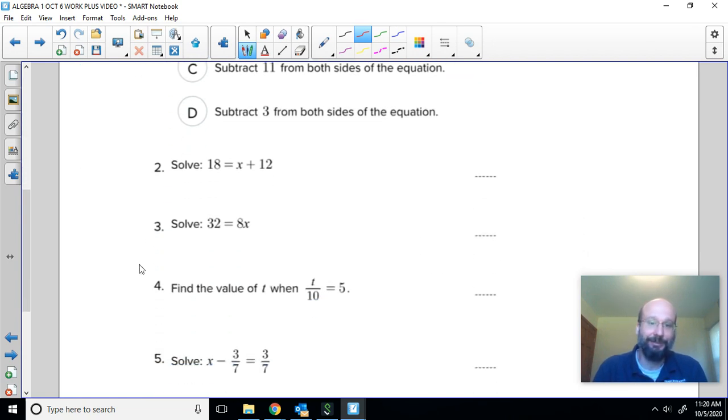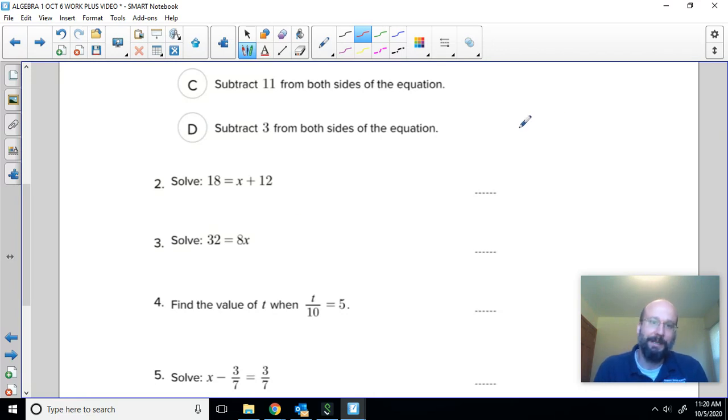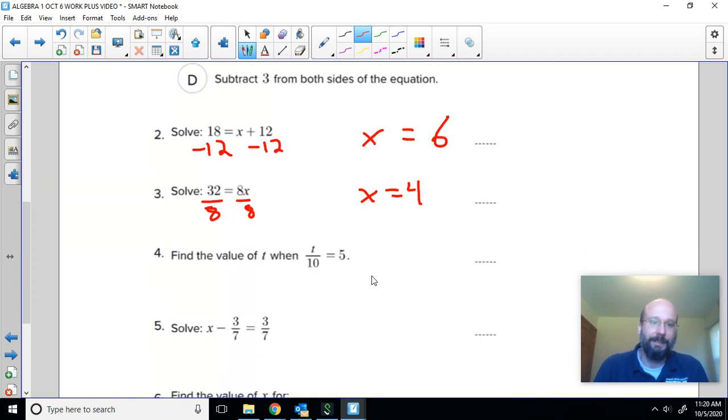This one, again, this is just review for one step. How do you solve for x here? This is plus 12, so you subtract 12. So in math space, you would put x equals 6. This is multiplication, so you divide by 8. And you get x equals 4. This one is a division, so the opposite is multiply. So we're going to multiply by the bottom number of the fraction. So I get t equals 50.